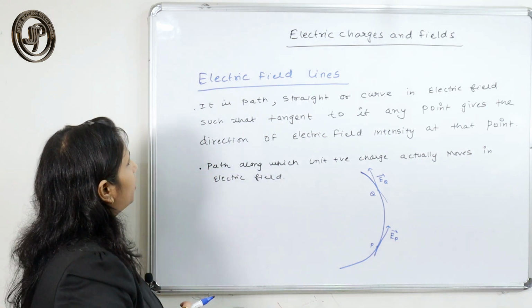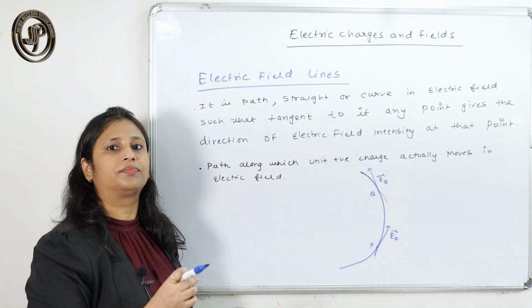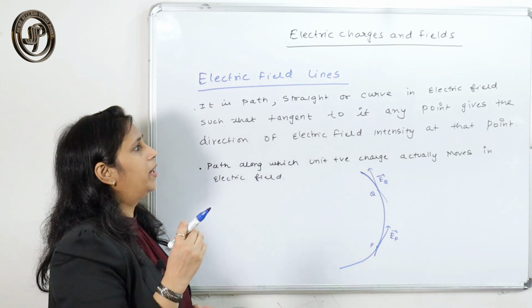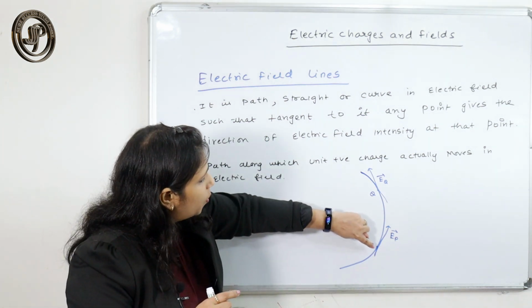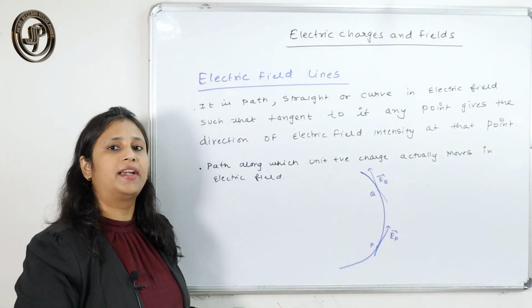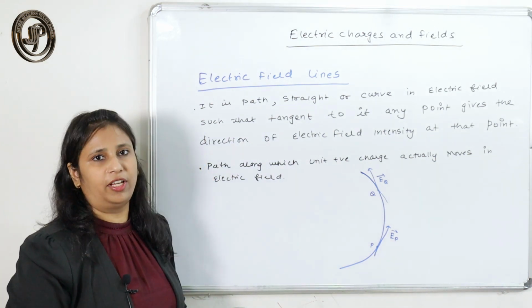So what is an electric field line? It is a path, straight or curved, in an electric field such that the tangent to it at any point gives the direction of the electric field.